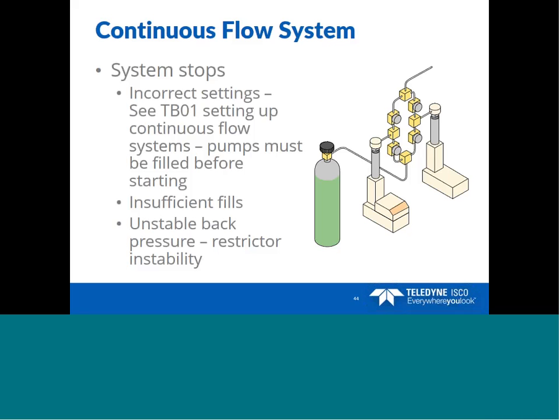One of the most common problems is incorrect system setup. We have a technical bulletin, TB01, that will give you a step-by-step procedure on how to set up the continuous flow system. Also note the pumps must be completely filled before starting. Also, you could have insufficient fills and the CO2 tank has gone empty. That will cause the continuous flow system to stop. Or you may have a back pressure restrictor instability. If the pumps can't match pressures, the pumps will not complete the calibration step and they'll go empty and the system will stop.